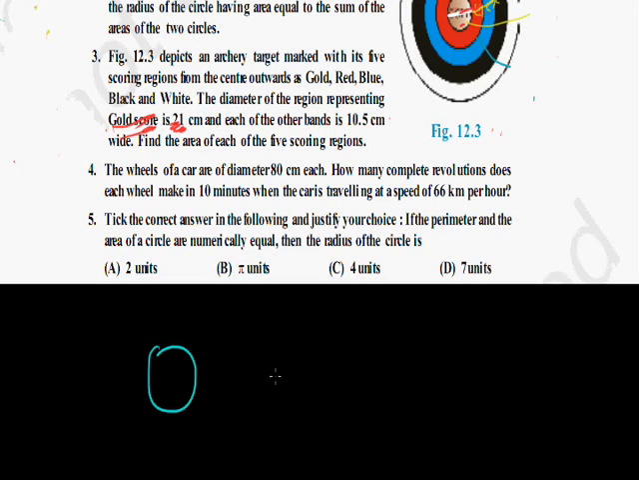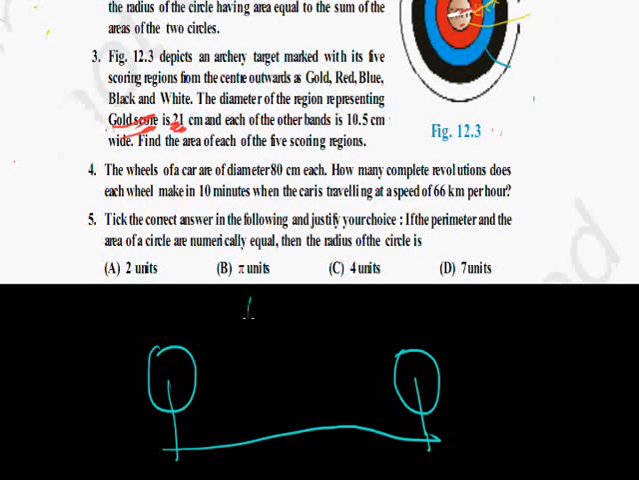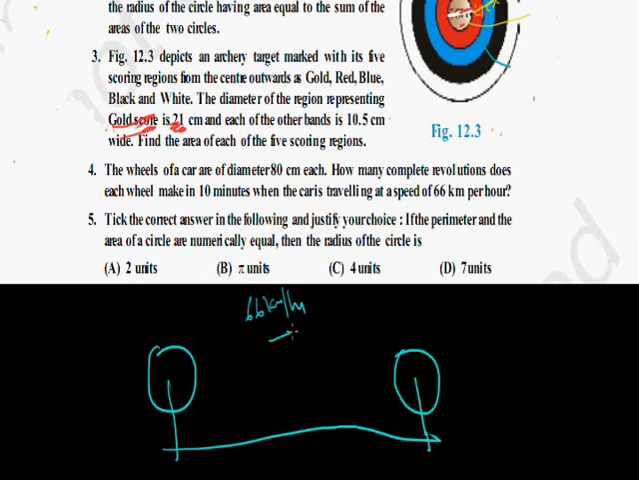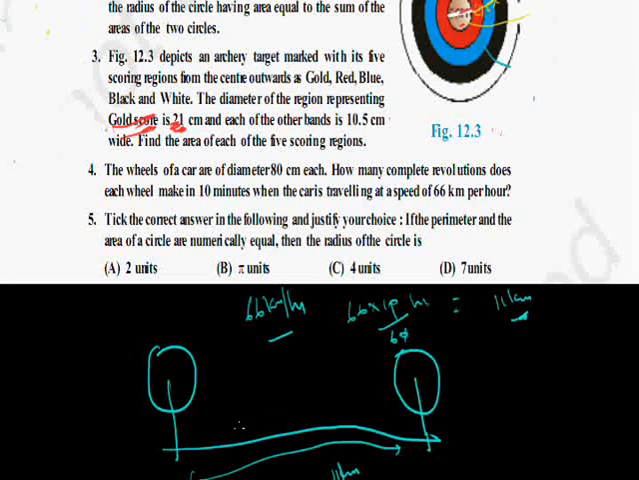Let's say this is the car wheel and this is the car wheel. This is the initial stage and this will be the final stage. Now the car is running at 66 km per hour, and in 10 minutes, that is 66 into 10 upon 60 hours. Let's calculate: 11 km. That means in 10 minutes it traveled 11 km.